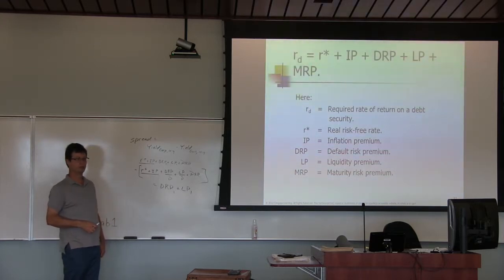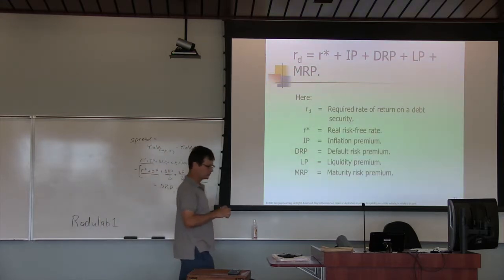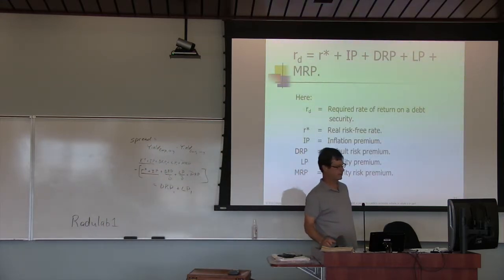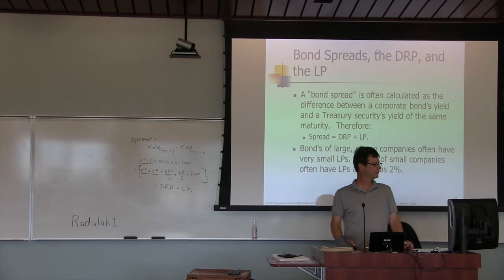Because those items are inconsequential for a government security, right? No default risk premium for a U.S. government bond, right? And no liquidity premium either on that. They're very easy to trade, right? Very easy to move in and out of those treasury securities there. So big companies, really small liquidity premiums. For small companies, they can be up to 2%.